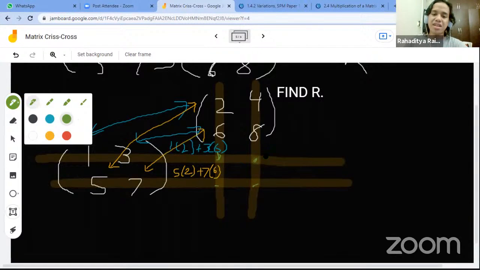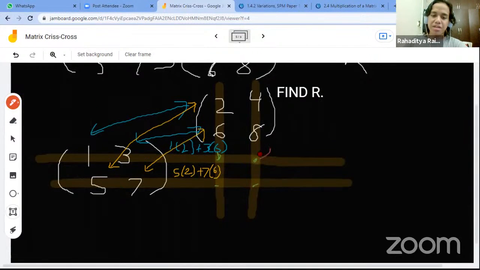Okay, just to test, how do you find this part? Can someone tell me the equation for this part? For example, this one has 5 times 2 plus 7 times 6. This one has 1 times 2 plus 3 times 6. How do you find the red dot over here? Does anyone know the answer?